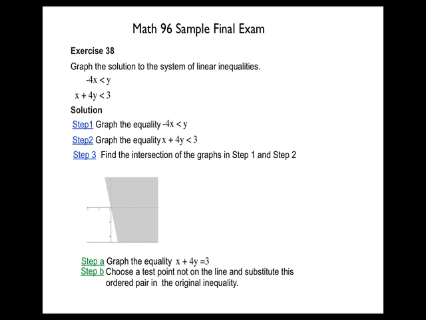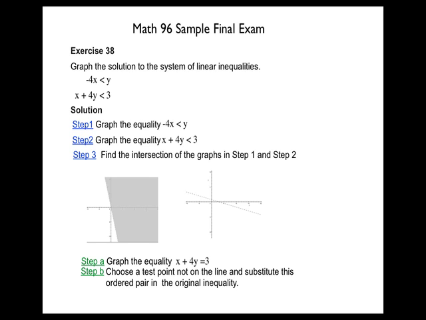Next, we're going to graph the second inequality. x plus 4y is equal to 3. So we used a dotted line because we had a strict inequality, less than. And you can choose a test point that's not on the line and substitute that ordered pair in the original inequality. The test point that you choose must not lie on the line.